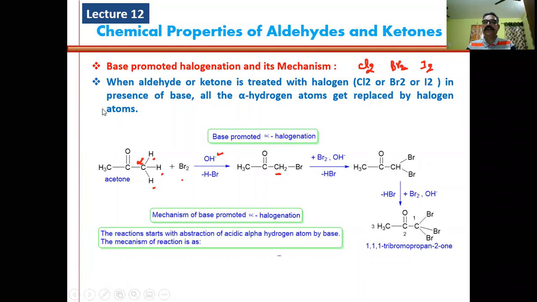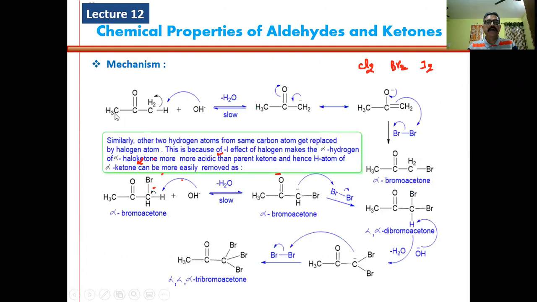There is one point to note here. I have done the alpha halogenation in case of acetone. Acetone has alpha hydrogens on both sides, but I have done alpha halogenation only on one side. I will tell you the reason for this also. Why not on the other side? I will explain to you. So let us first see the mechanism.